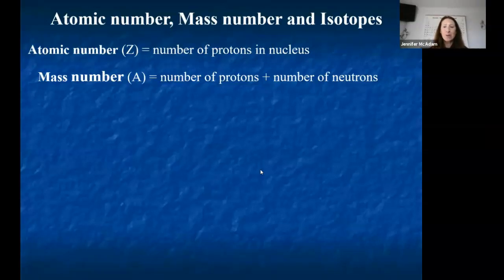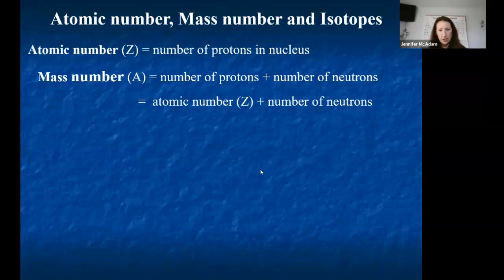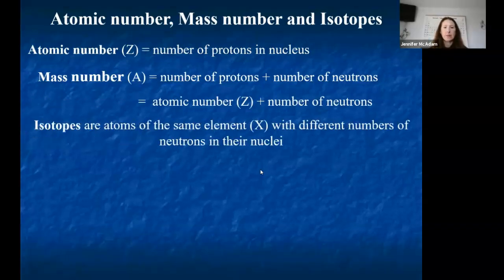The mass number is just the number of protons and the number of neutrons. Or you could say it's the atomic number plus neutrons. Now, remember, when we look at an element, you can't change protons. Very important. You change protons, you change elements. But you can change neutrons, you can change electrons. When we change the number of neutrons, that's called an isotope. So an isotope is when we change neutrons.